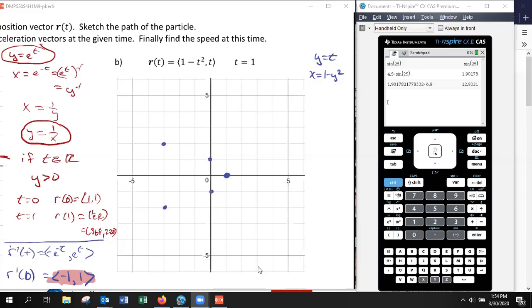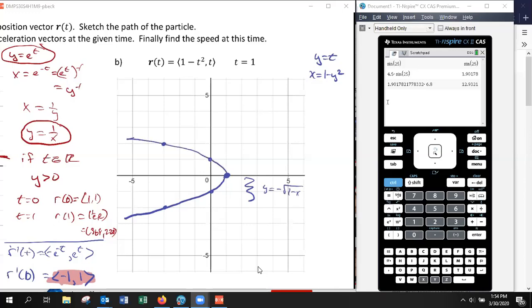Why is it a parabola? Isn't it just a semicircle? Well, 1 minus y squared, yes, because when you write y in terms of x, it's the square root of 1 minus x, plus or minus. It should be plus or minus. Right here is the negative square root of 1 minus x, and then up here will be the positive square root.